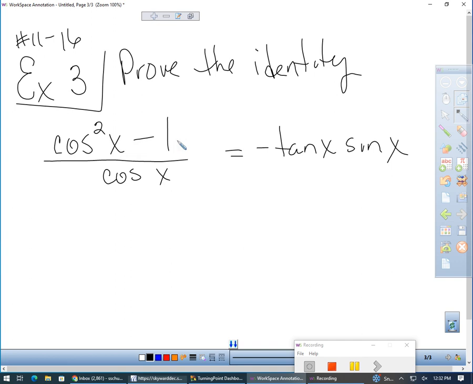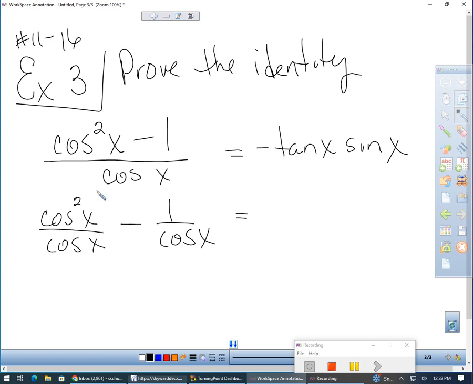So in this one, when you have a monomial on the bottom, you can distribute that monomial to both pieces. It's like taking something that you're making a common denominator for and adding them together. We're just going to separate it out, all right? So I can rewrite this as cosine squared x over cosine x minus 1 over cosine x. Do those equal each other yet? They do not, so we have to keep going.